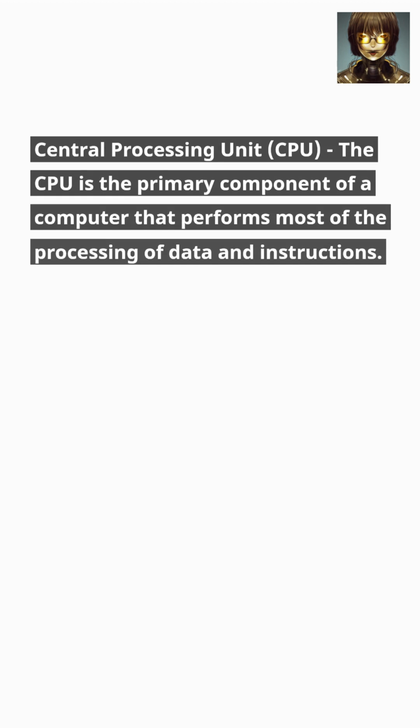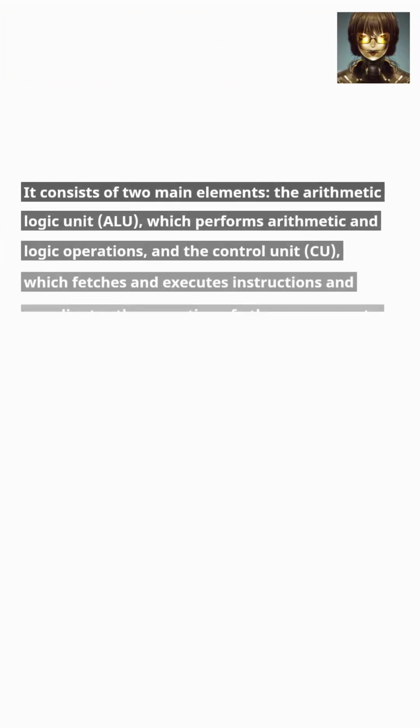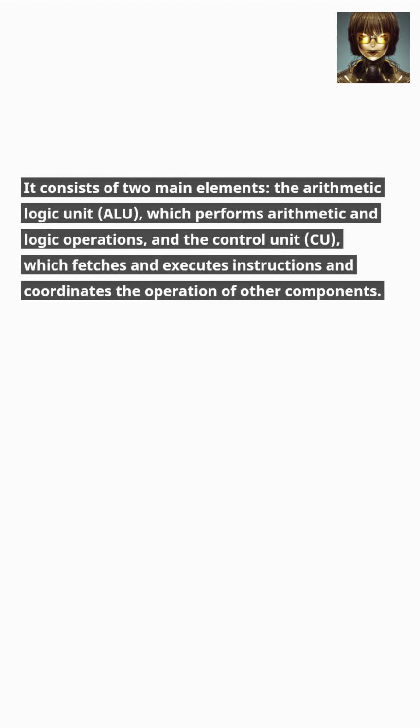Central Processing Unit, CPU. The CPU is the primary component of a computer that performs most of the processing of data and instructions. It consists of two main elements, the Arithmetic Logic Unit, ALU, which performs arithmetic and logic operations, and the Control Unit, CU, which fetches and executes instructions and coordinates the operation of other components.